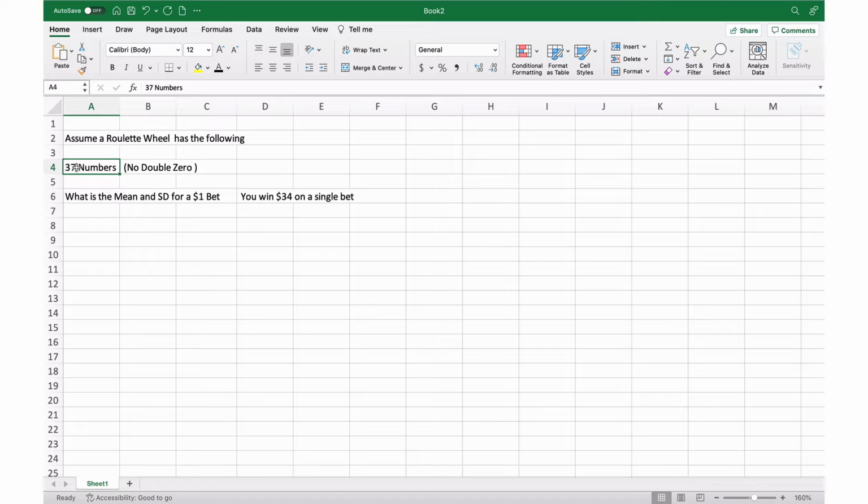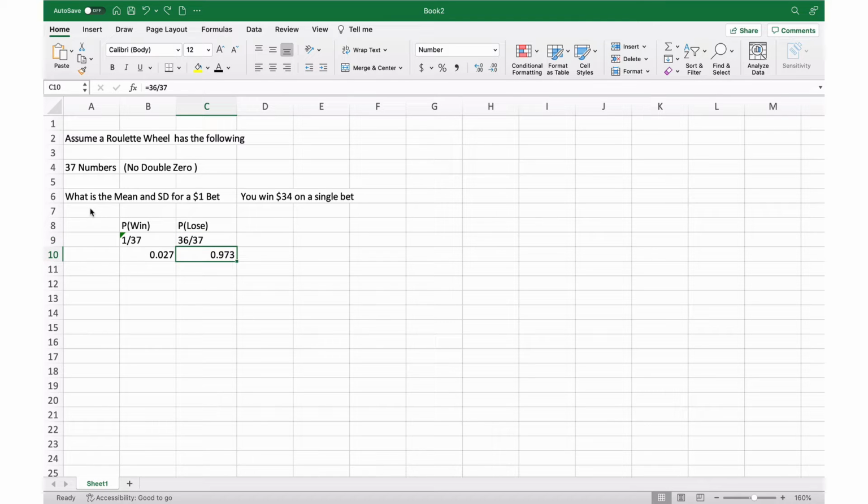Now, the question might ask, what is the mean and standard deviation for a $1 bet? And if you win, you get $34 on a single bet. So we're just changing the payouts a little bit. So the probability of a win is going to be 1 out of 37. That's pretty straightforward. And that's equal to 0.027. And the probability of losing is 36 out of 37. And that probability is going to be 0.973.